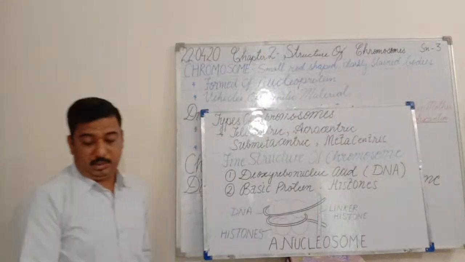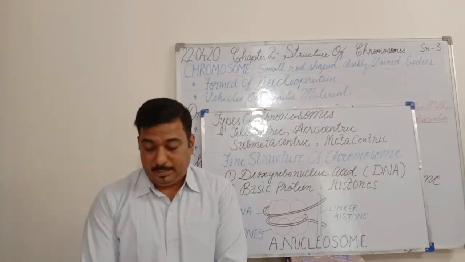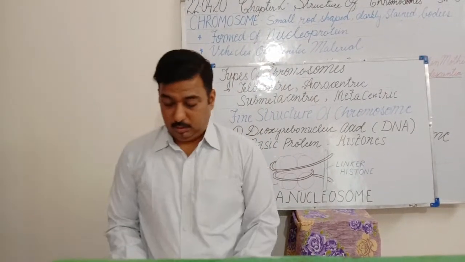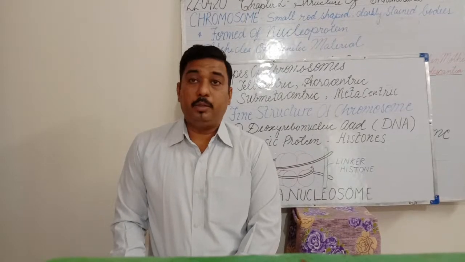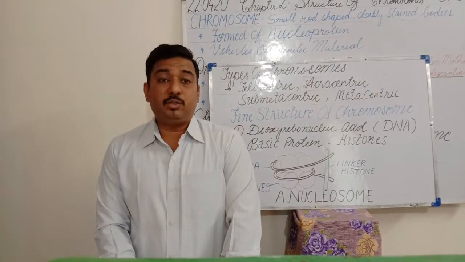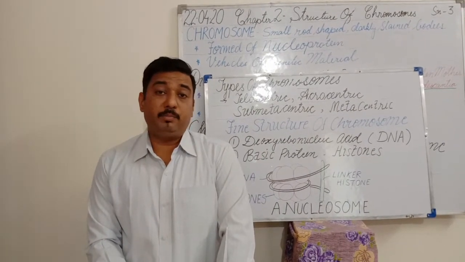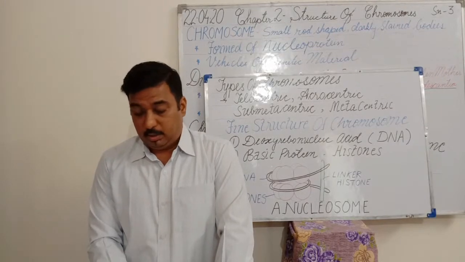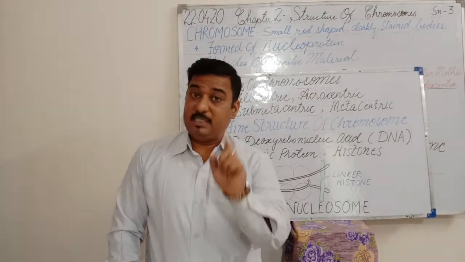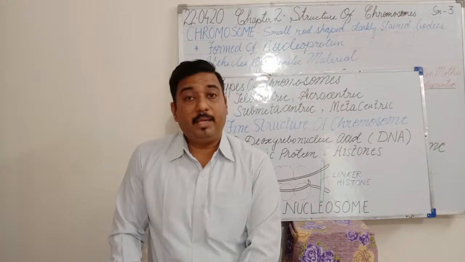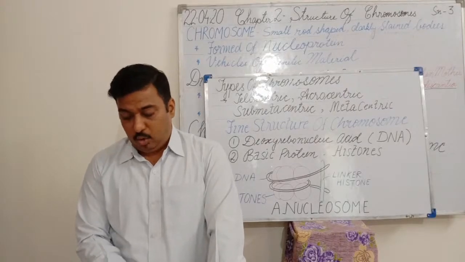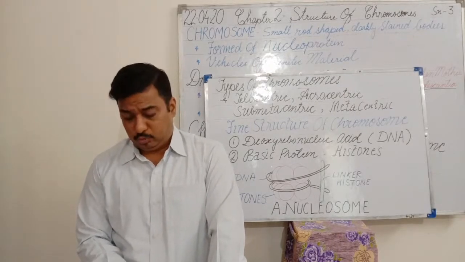We are going to start with the topic moving ahead, that is types of chromosomes. So the different types of chromosomes we are going to see. Chromosomes are classified based on the position of the centromere. I told you the centromere plays a very important role. The first function I told you was that it determines the shape of the chromosome. So depending on that, we will see what the different shapes of chromosomes are.